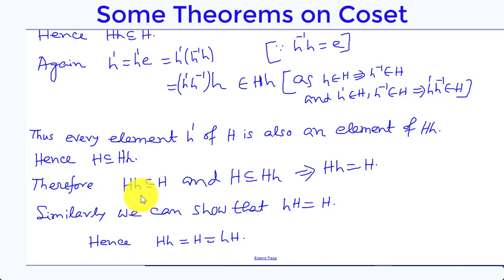Therefore, Hh is a subset of H and H is a subset of right coset Hh. This implies that right coset Hh is equal to H. Similarly, we can show that left coset hH is equal to H. Hence, right coset Hh is equal to H is equal to left coset hH.